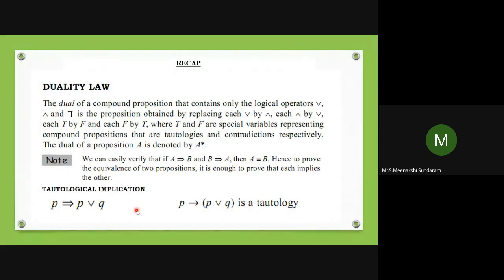Now we can easily verify that if A implies B and B implies A, then A is equivalent to B. Hence, to prove the equivalence of two propositions, it is enough to prove that each implies the other. And a tautological implication; you can study the previous one.